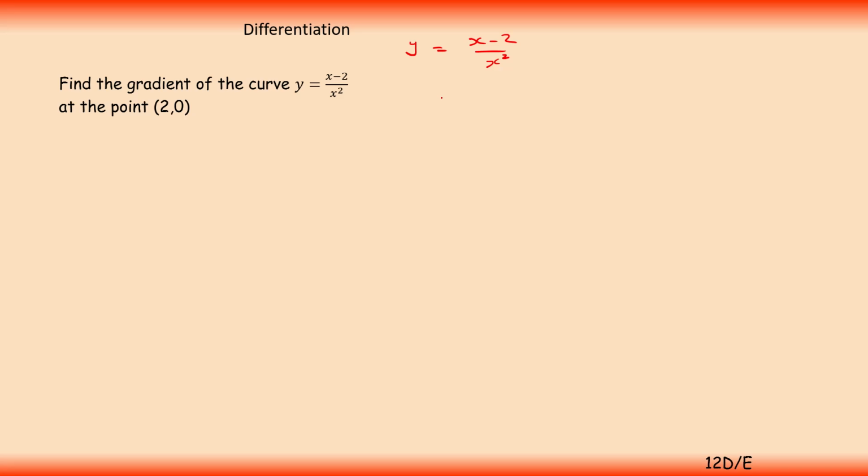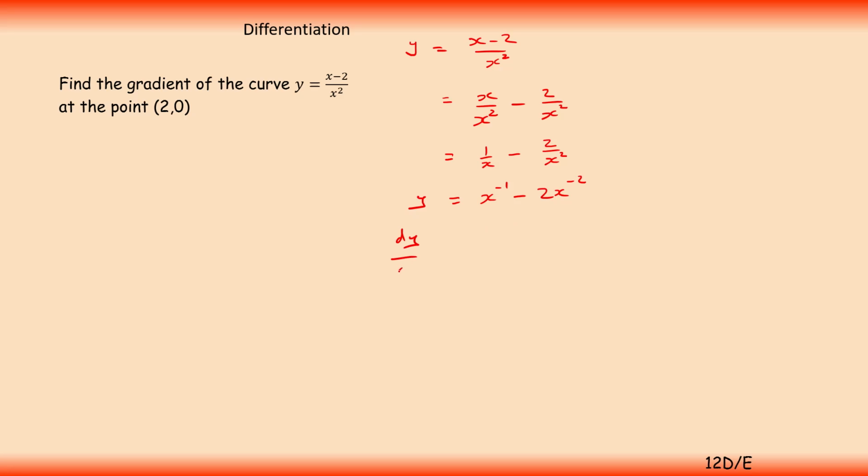Tough to differentiate, so what I'm going to do is rewrite it as x divided by x squared minus 2 over x squared. Half the difficulty with these is just recognizing what you've got. Simplify further, that's 1 over x minus 2 over x squared. Now if we write the reciprocals, y is equal to x to the power of minus 1 minus 2x to the power of minus 2, which is much easier to differentiate.